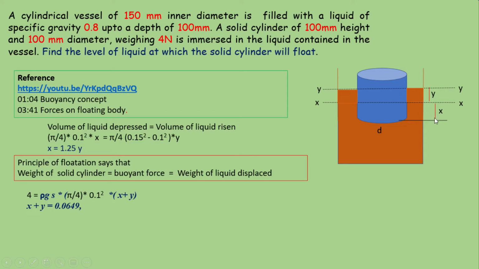So we have two unknowns, X and Y, and two equations. We can solve these and find the values of X and Y. So X equals 0.0361 meter and Y equals 0.0288 meter.